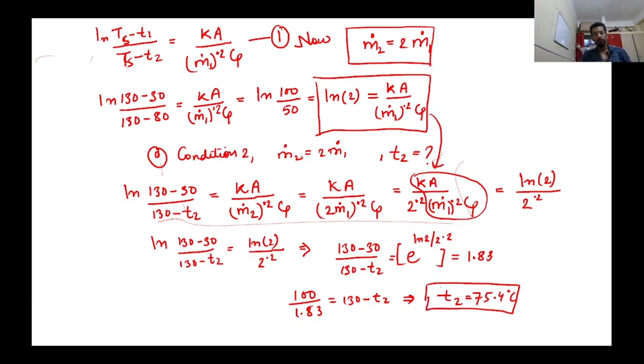This same question with different values was asked in GATE 2016. That was my first attempt in GATE 2016. So previous year questions are very important. They somehow just change the values in the question, and the concept remains the same.